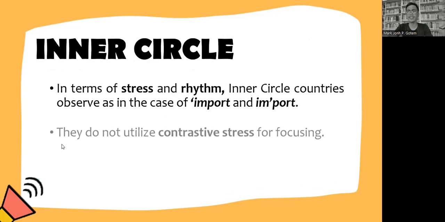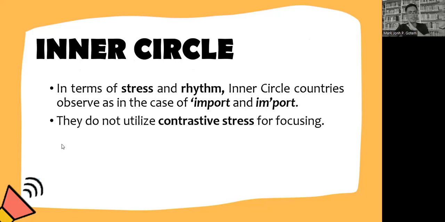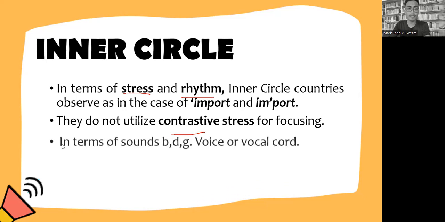Next, the inner circle. In terms of stress and rhythm, inner circle countries observe, as in the case of import and import, contrastive stress. They do not utilize contrastive stress for focusing. Contrastive means different stress for focusing. If you say stress, it is how you pronounce a word, and rhythm is a repeated pattern of sound. Next.